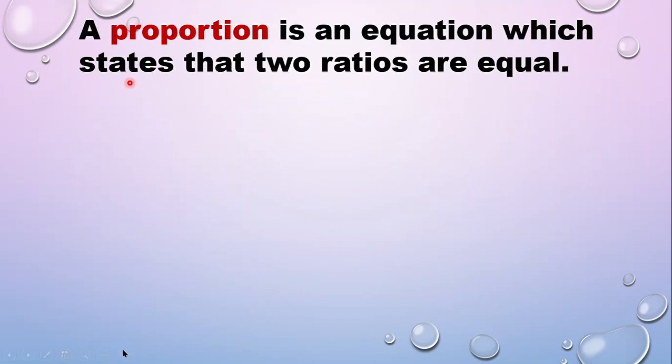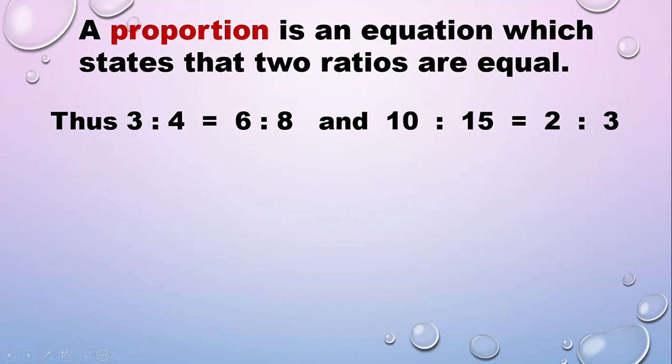So now, let us define what a proportion is. A proportion is an equation which states that two ratios are equal. When we say equation, we now have an equal sign, and we are comparing two ratios. So a proportion is an equation which states that two ratios are equal. Thus, 3:4 is equal to 6:8, and 10:15 is equal to 2:3.